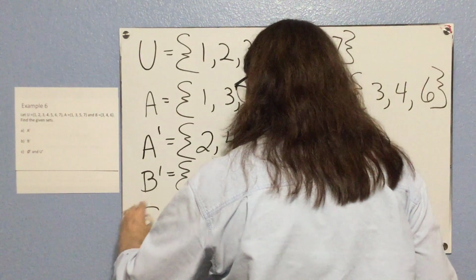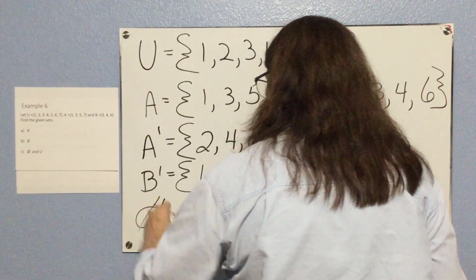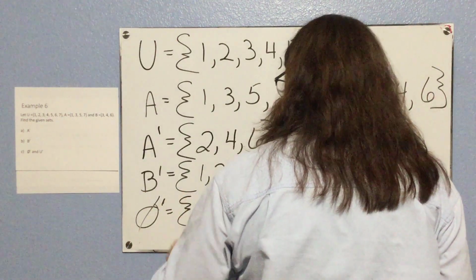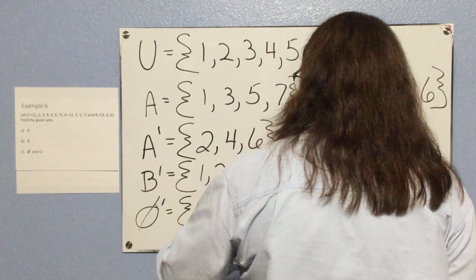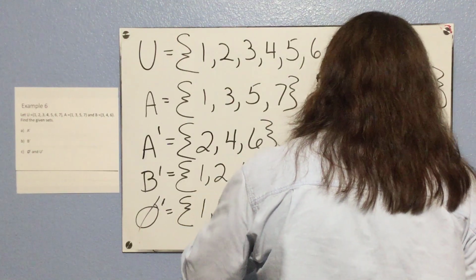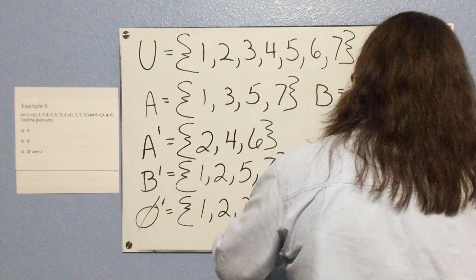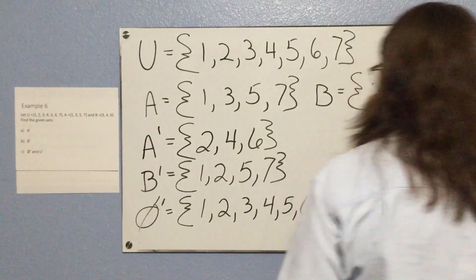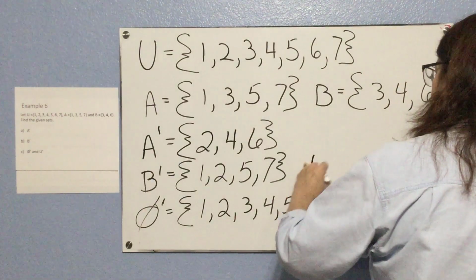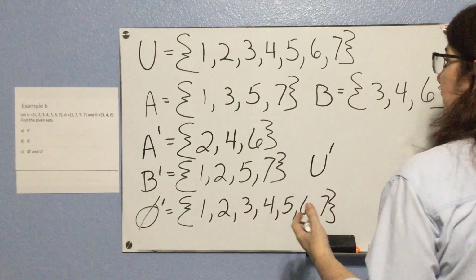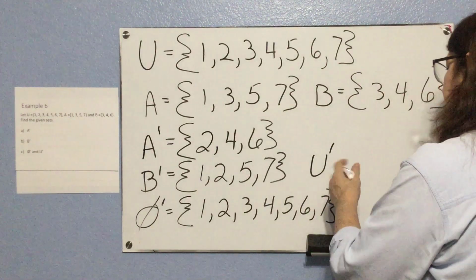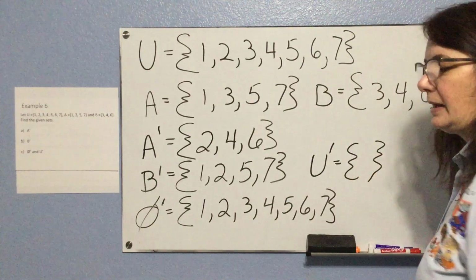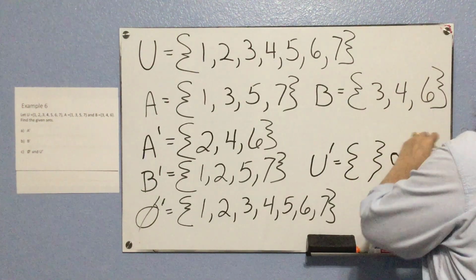Okay, here's a kind of an interesting idea. Empty set complement. Well, everything that's not in the empty set is the universal set. And it just kind of stands to reason then that U complement, well, the universal set is everything. So if it's not in the universal set, that would be the empty set. Or we could write it that way.